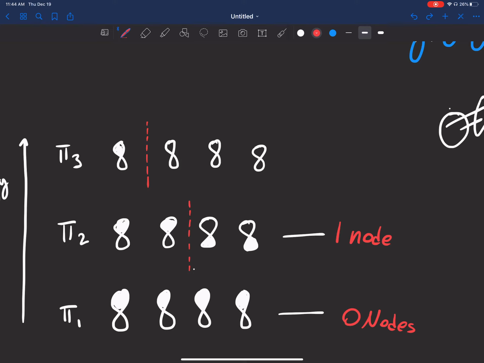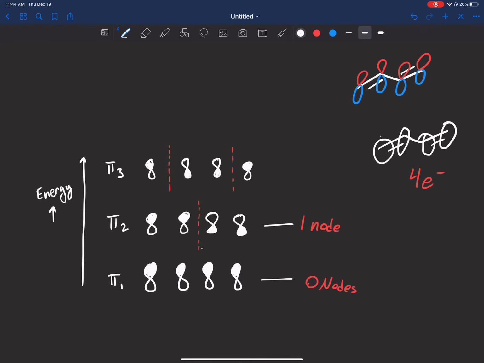So what I'm going to do is put it right here, because now the one on the left will be shaded at the top. We shade these downward, and this one is going to be top. So remember, when you have a node, the next p orbital you draw must have the opposite shading. Shade white at the top, node, shade white at the bottom. Okay? So that's two nodes.